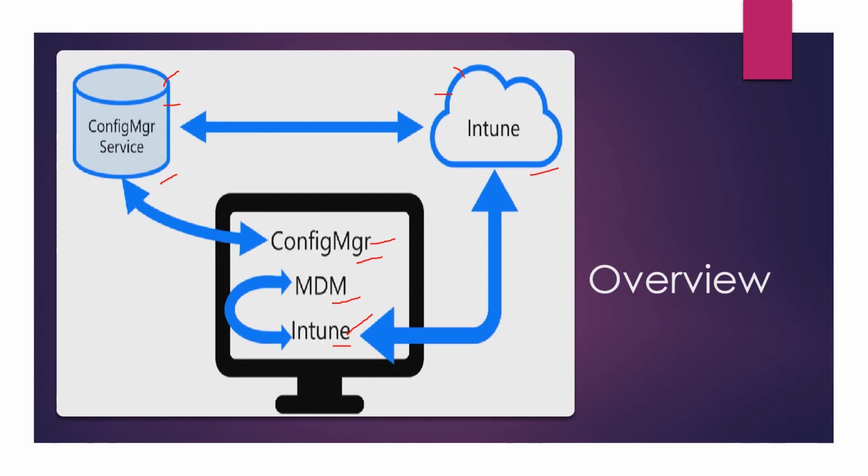So this is exactly what co-management is. The device at the same point of time has the config manager agent and the Intune agent. Both the agents are talking to their respective service, and both the services are in sync and talking to each other.